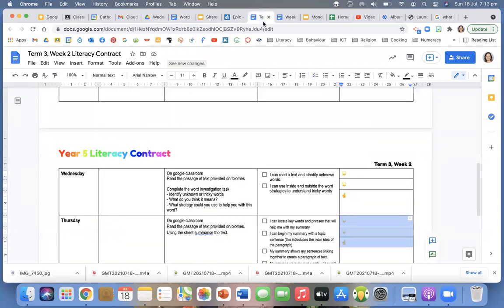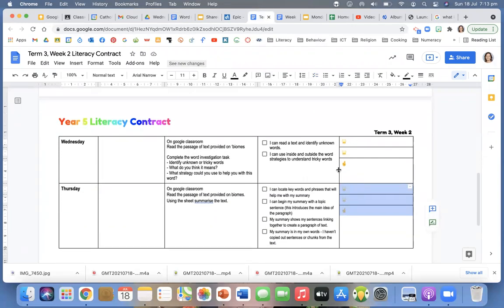When you have finished, make sure you come back and you do your 2 stars and a wish using the success criteria. So we are able to read a text and identify unknown words, to use inside, outside the word strategies.